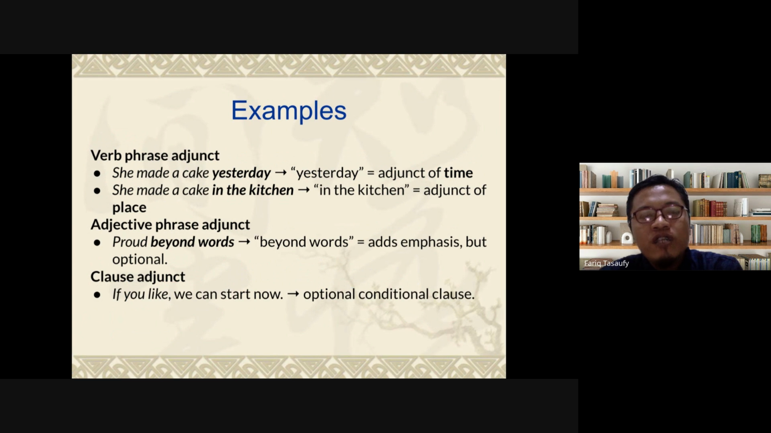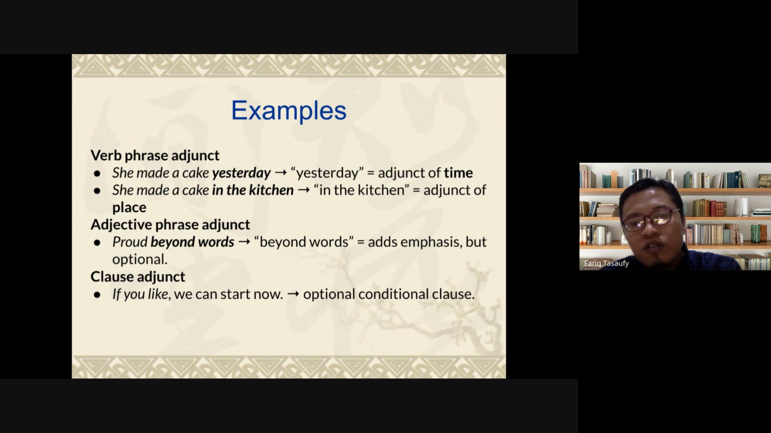And we have the adjective phrase, "John, proud beyond words," as emphasized but optional. So we also have a clause: "John, if you like, we can start now." So it is like an optional conditional clause.